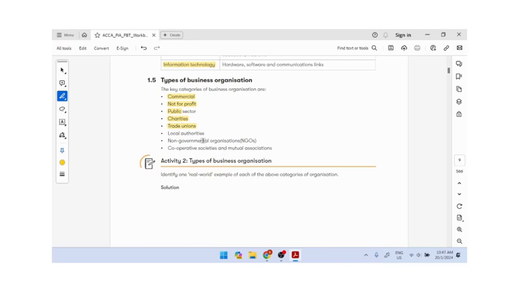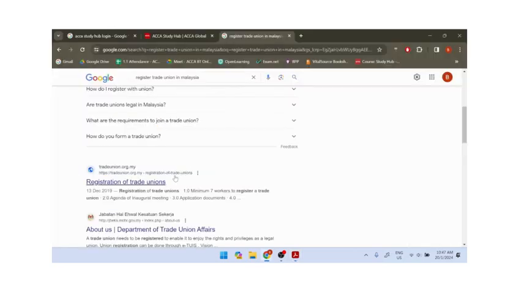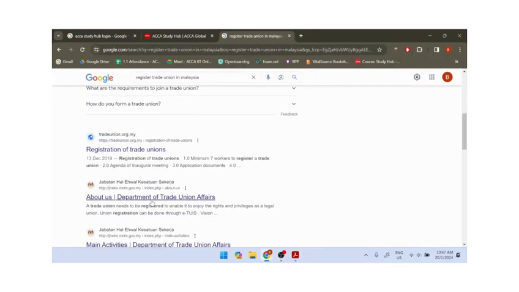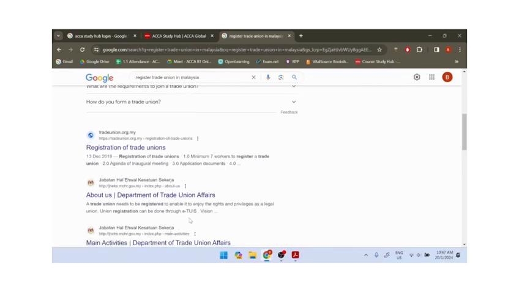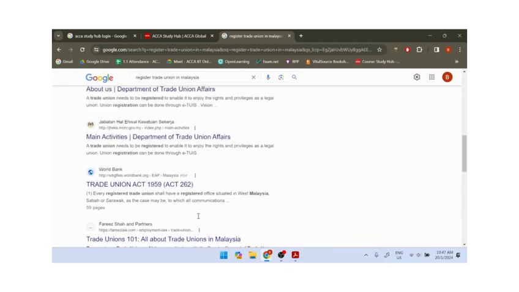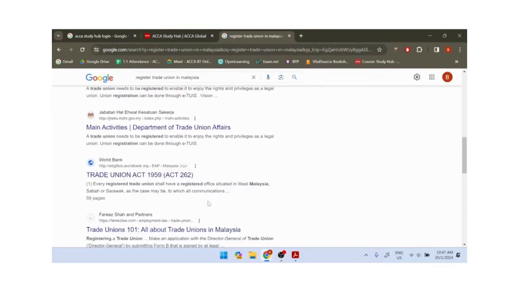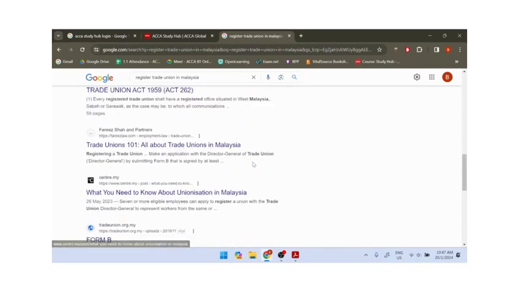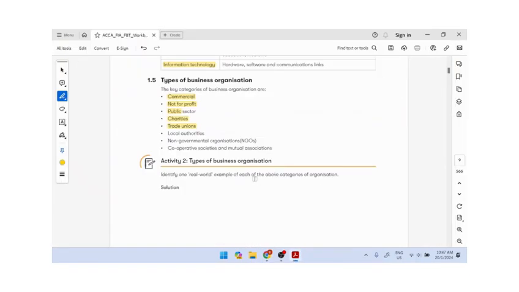Then local, yes. Yes, you need to register. So how to register? Registration, Department of Trade Union Affairs. Yeah, you need to register. Okay? So actually this is to protect the employee benefits. Alright? Yeah. Okay, very good question. Alright, so it's good that you explore. If let's say you got any questions, you explore in detail what is trade unions, how it forms, everything. This is very good for you.